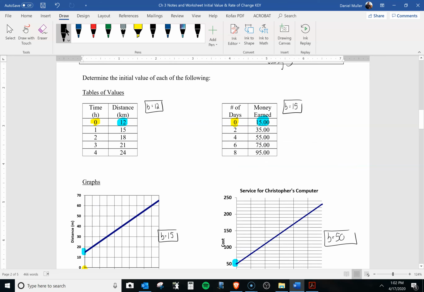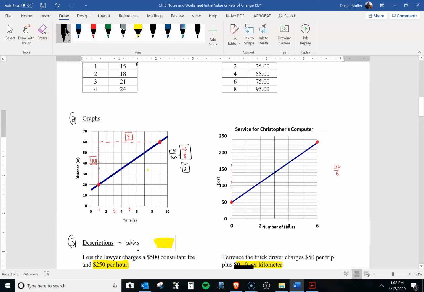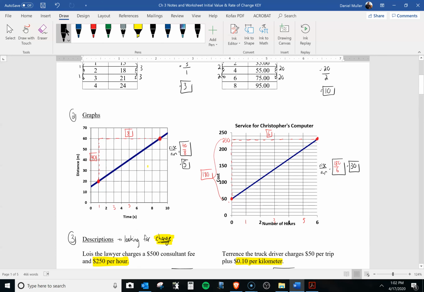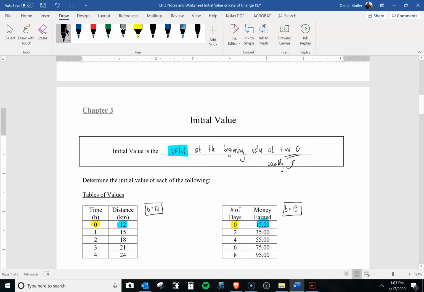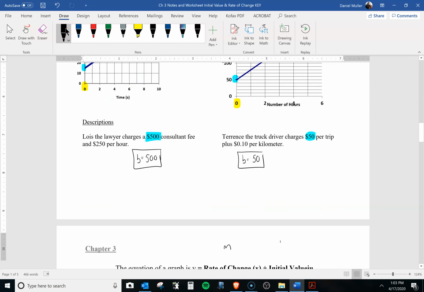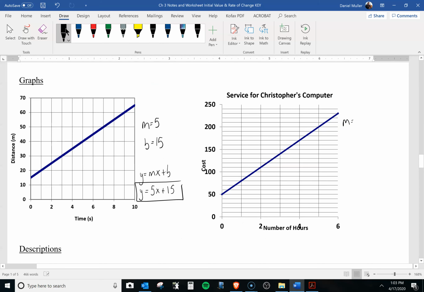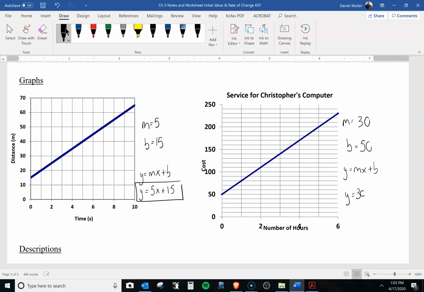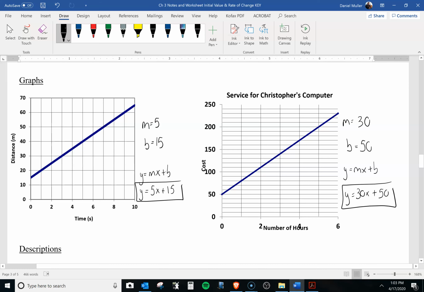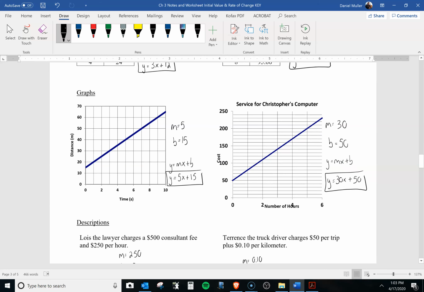And if I scroll up to the first page, where we had already done Christopher's, we had calculated the slope to be 30. So the slope was 30, the initial value was 50. So our slope, our m, was 30, and our initial value was 50. So when we write the equation of the line, y equals mx plus b, we would do y equals 30x plus 50. And so that's our equation based off of our initial value and based off of our rate of change.